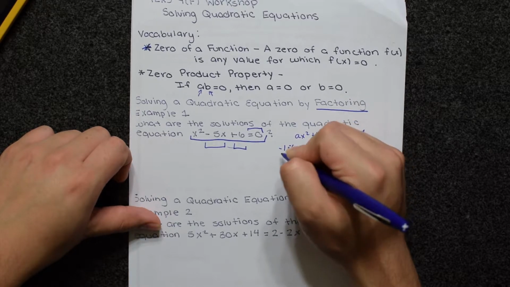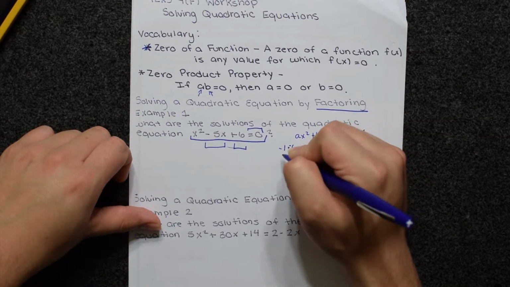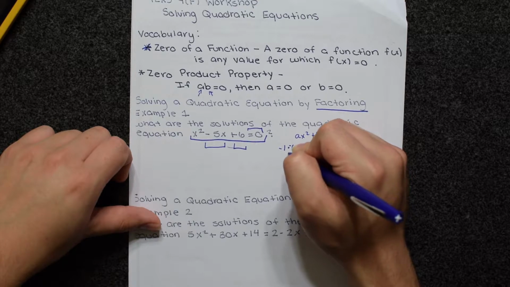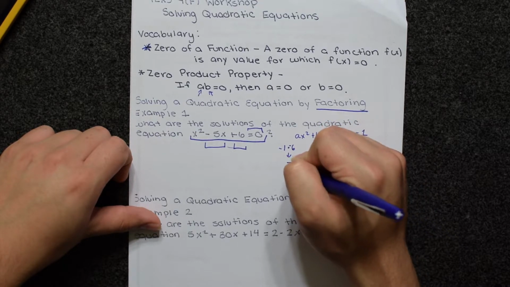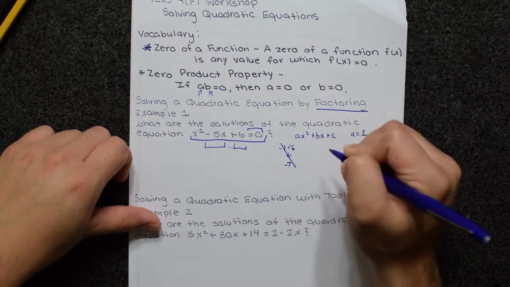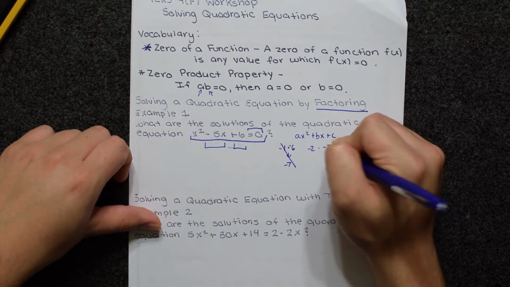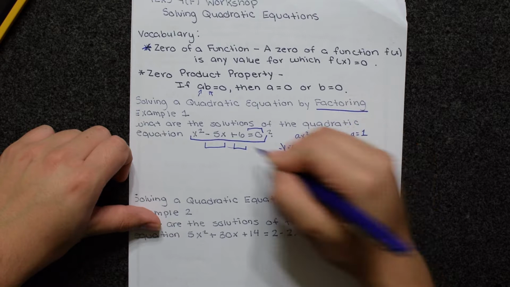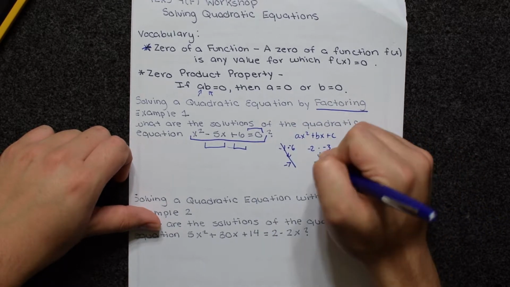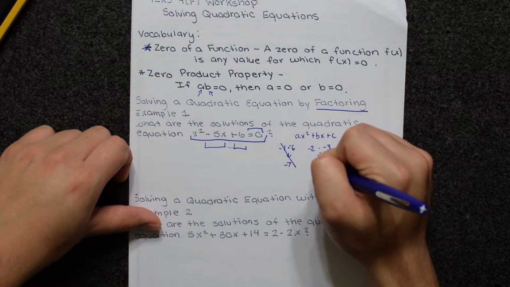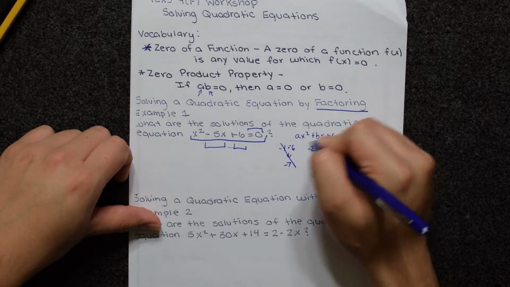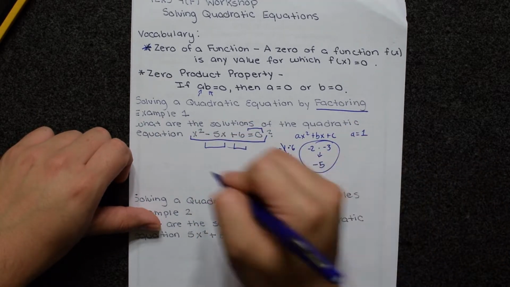Negative 1 times negative 6 will give me positive 6, but when I add them together, this gives me negative 7. So this is not going to be it. What about negative 2 times negative 3? If I multiply these, they give me positive 6, and when I add them up, this gives me negative 5, which is what I'm looking for. So these are going to be my two factors.